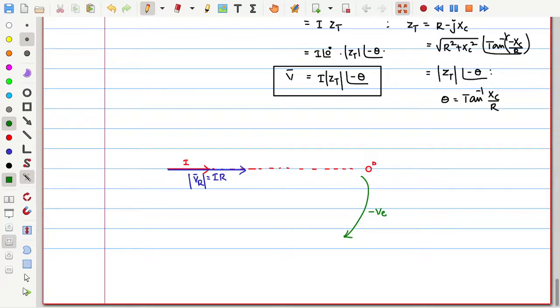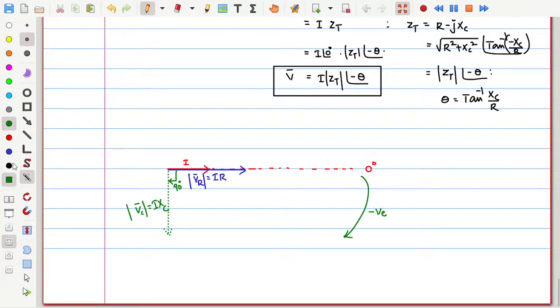So I should take the voltage at the origin downward, which represents Vc bar magnitude, which is equal to I into Xc. Where is it lying? At 90 degrees, but clockwise. See, this arrow represents negativeness that I already told you.